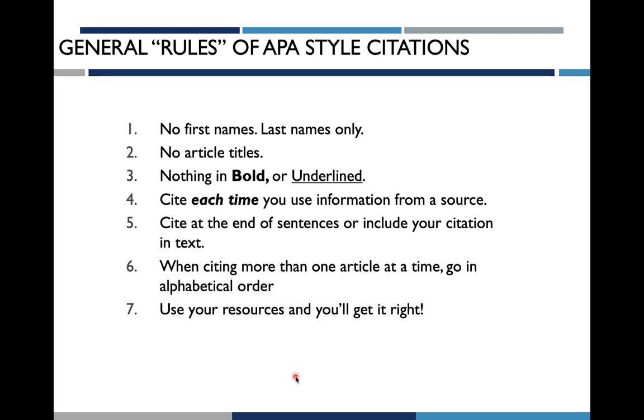We don't bold or underline for emphasis. We bold and underline for things like organization, like section headings and subheadings. We don't bold or underline in our prose and our text just for emphasis. We want to make sure we cite each time we use information from a source. And we want to remember our rule here about citing more than one article at a time. They have to go in alphabetical order.